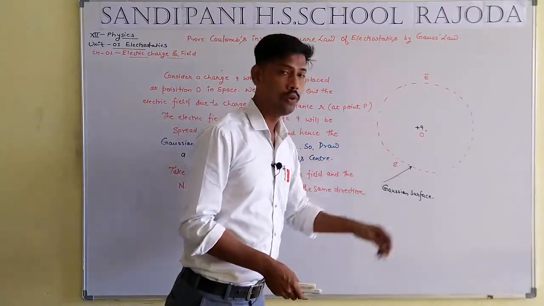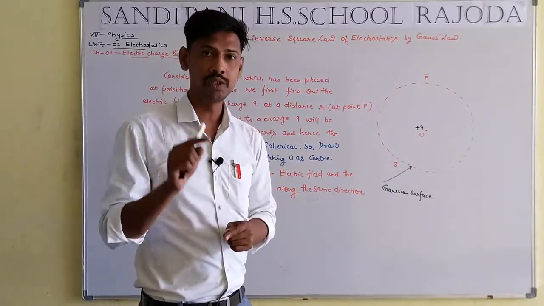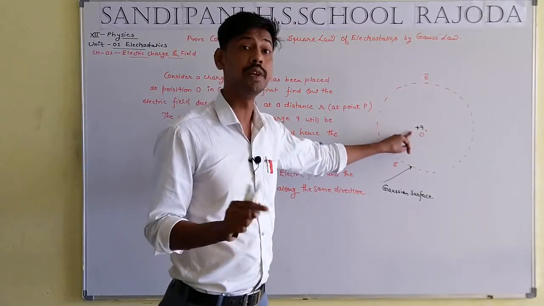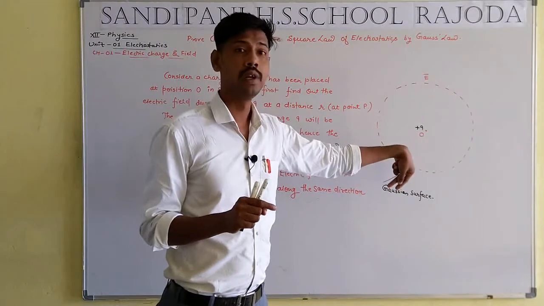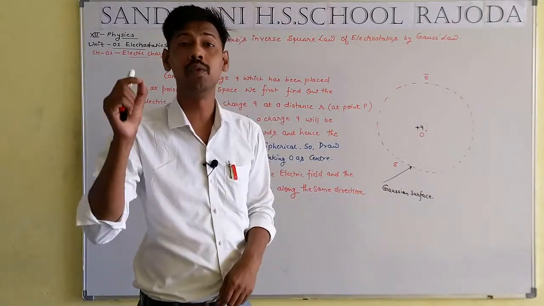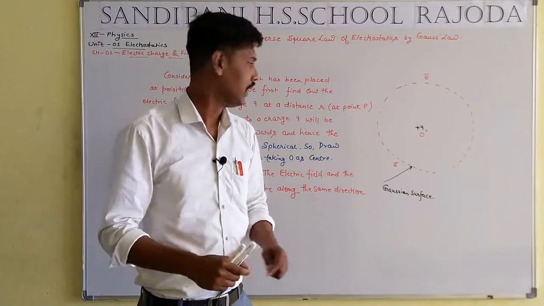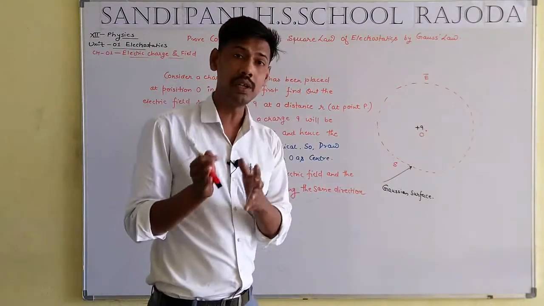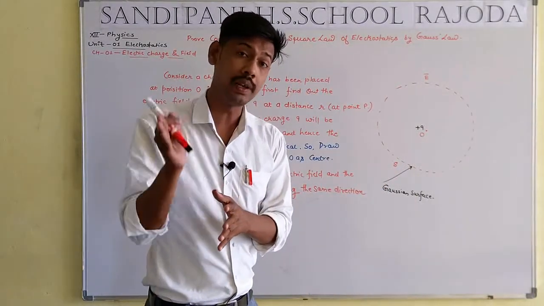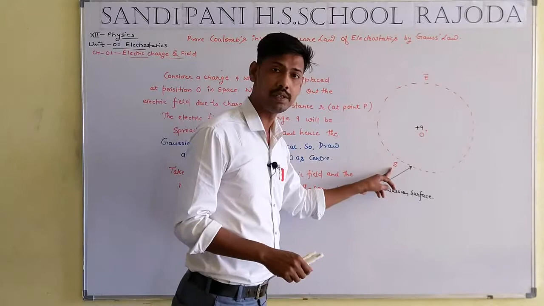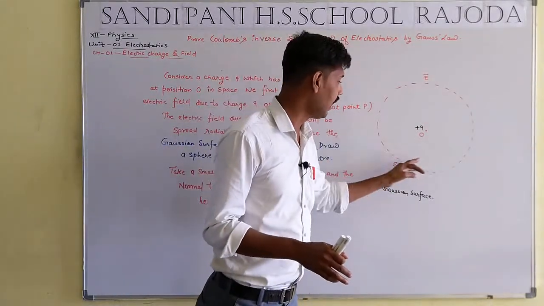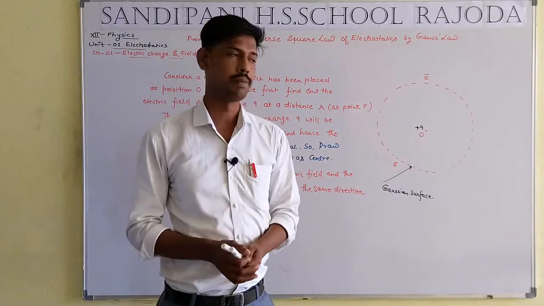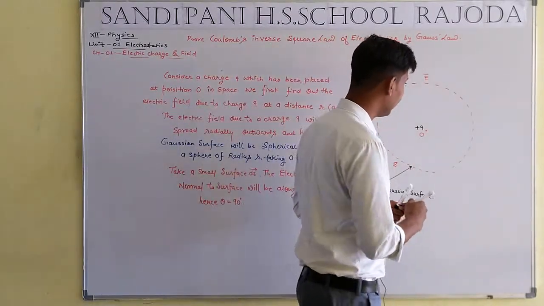Now again, O is any point which consists of a positive charge plus Q. Due to the positive charge plus Q, the developed electric field will be equal to vector E. Let me consider the total spherical surface. Total surface will be equal to capital S. This is known as the Gaussian surface.